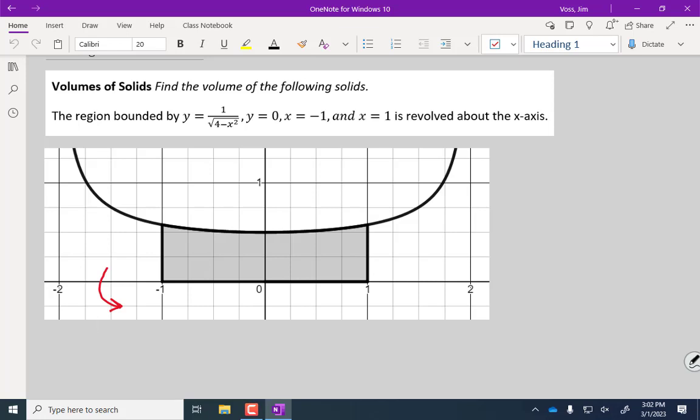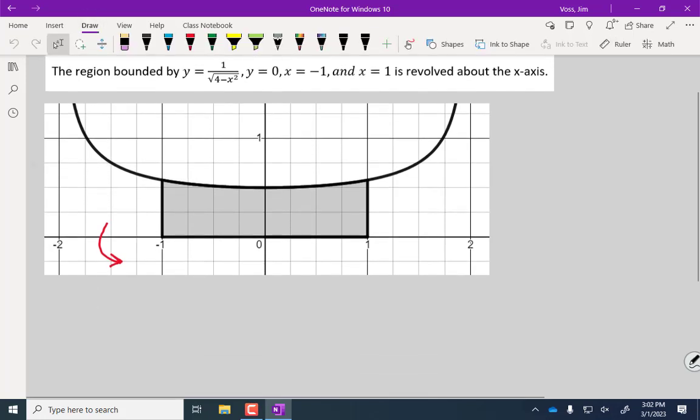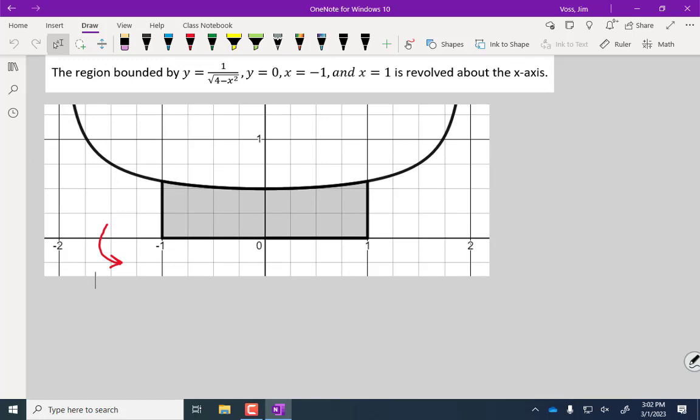So we're going to find a volume. We are rotating this around the x-axis. This is a graph I would never expect you to be able to graph on a test. If this was a curve that you were going to do something with, I would give it to you. I would not expect you to be able to graph that. So we're going to rotate around the x-axis.